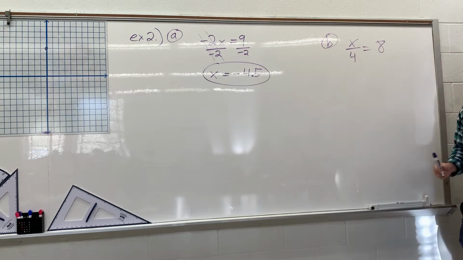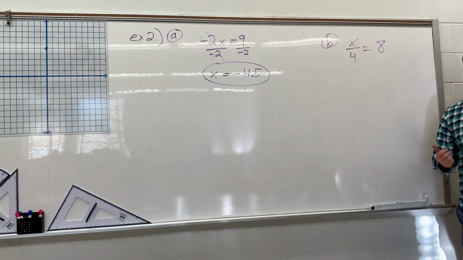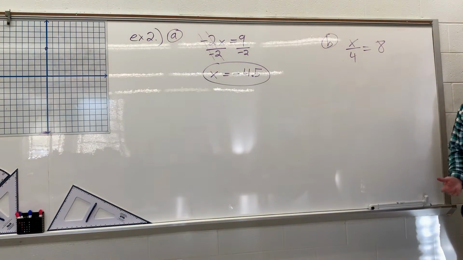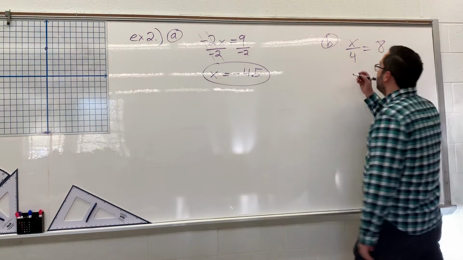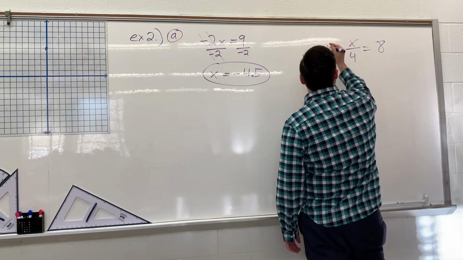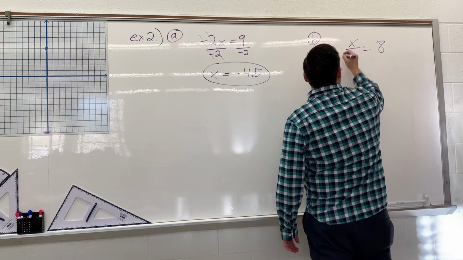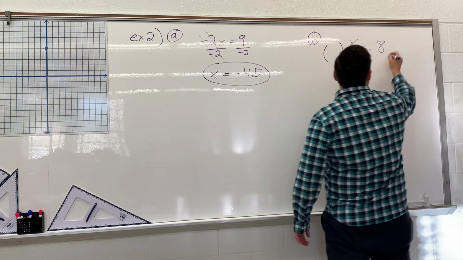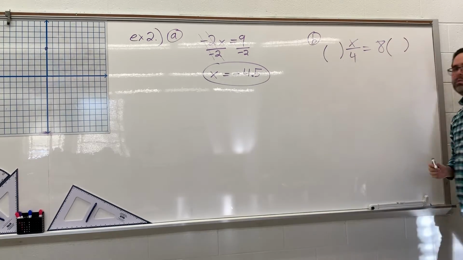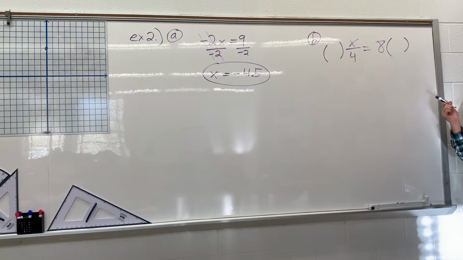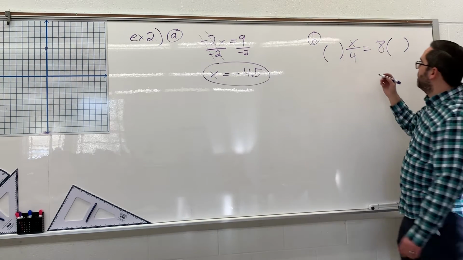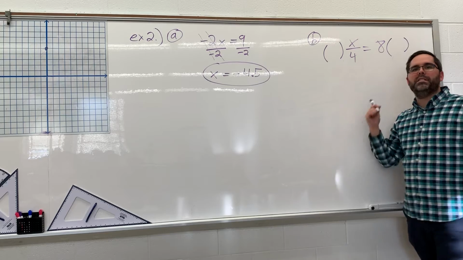Alright. Let's do B. What operation do you see? Division. So that means we're going to multiply both sides. Watch what I do here. This means I'm going to multiply something. So what am I multiplying by? 4. By the way, what do you guys think the answer is real quick?